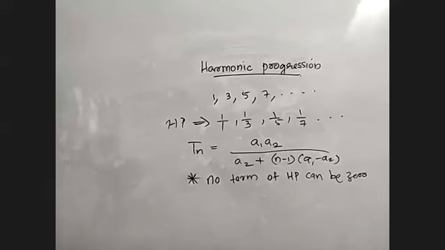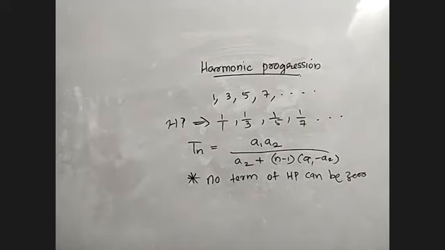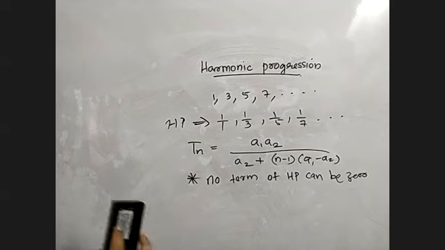Ma'am, GP also can't have zeros, no ma'am? Yeah, GP also cannot have 0, because to multiply anything to get 0 means you need to have common ratio as 0. So GP also, 0 is not possible. Okay, ma'am.